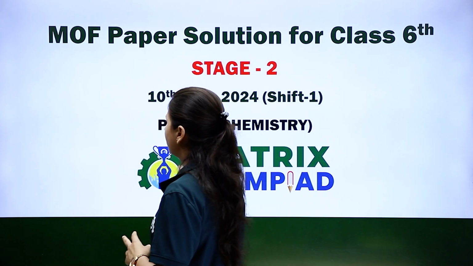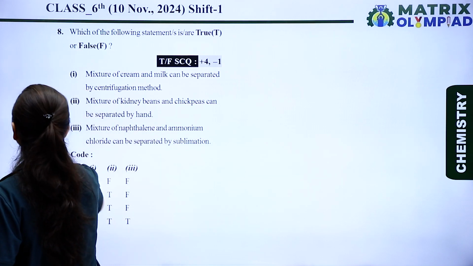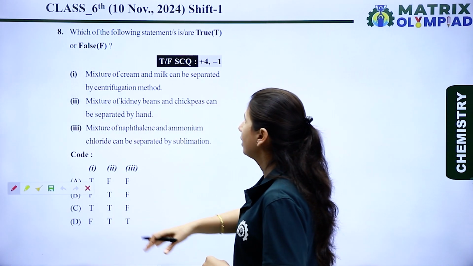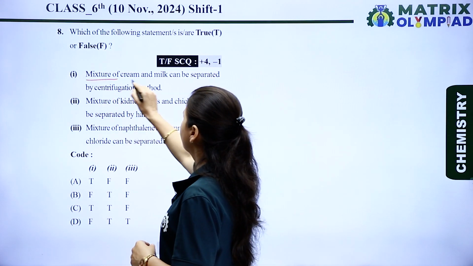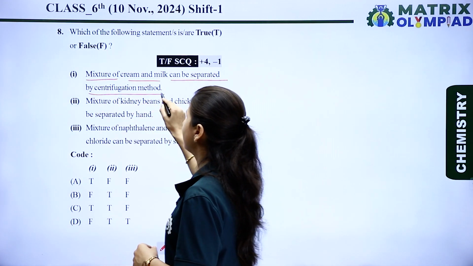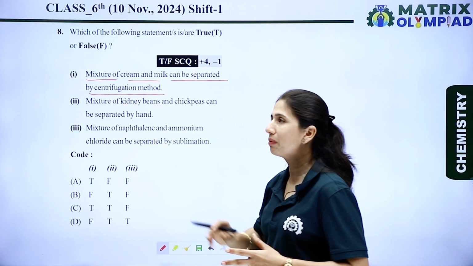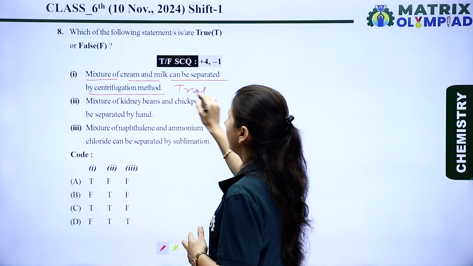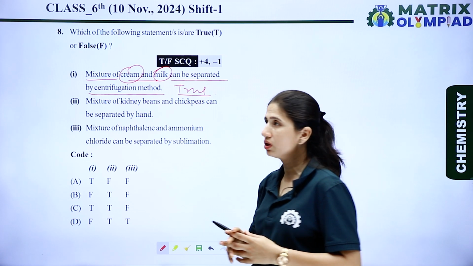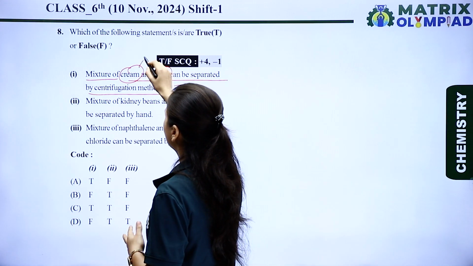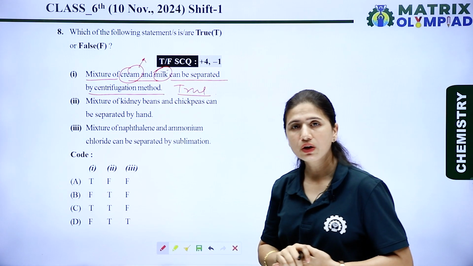Now we will discuss the MOF paper solution for class 6, which was conducted on 10th of November 2024. Let's see the question. The first question is, which of the following statements is or are true and false? First is, a mixture of cream and milk can be separated by the centrifugation method. Yes, this is a completely true statement. We know that the cream is mixed in the milk, but by the centrifugation force, it is converted into butter. So this is a completely true statement.